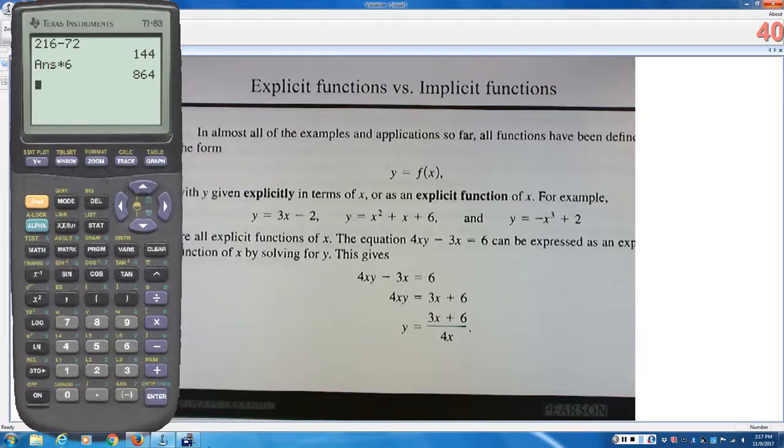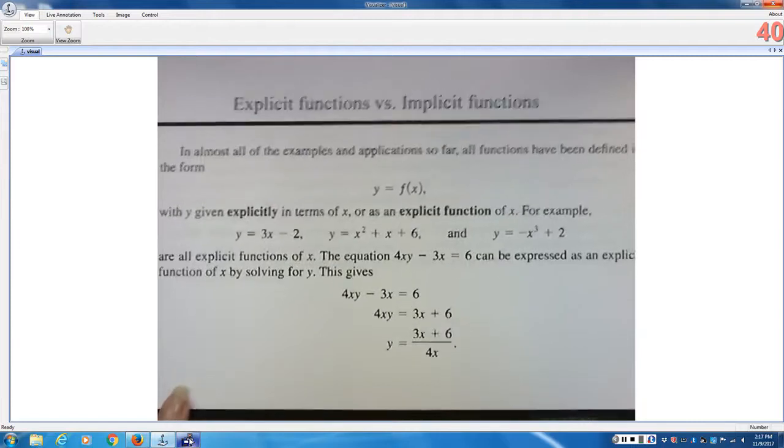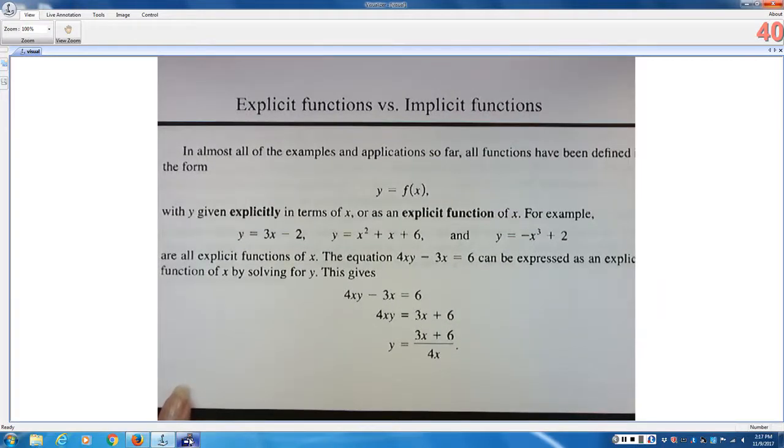Get the calculator out of the way because we're not going to need it. This is the one where the calculator isn't going to help you. You've got to do this one on your own.